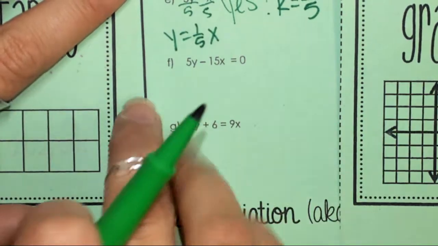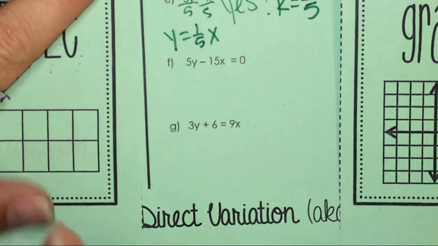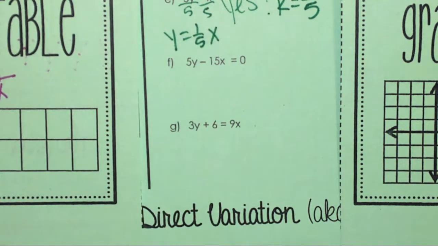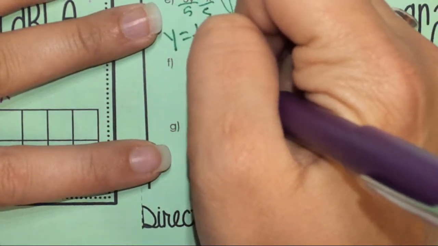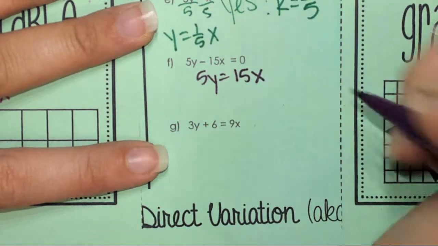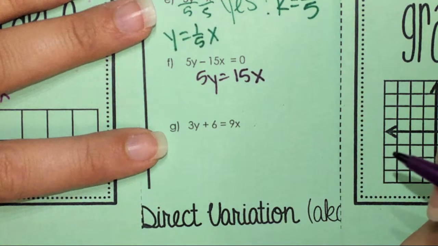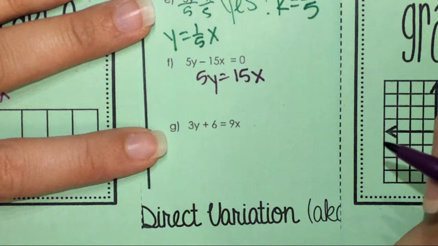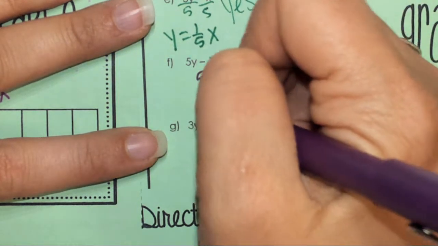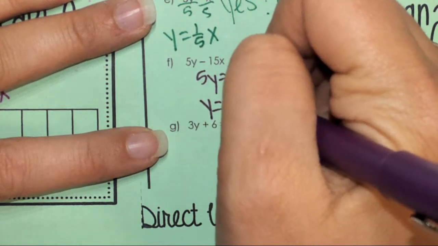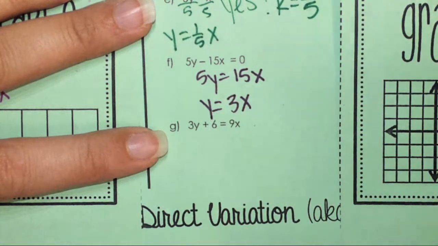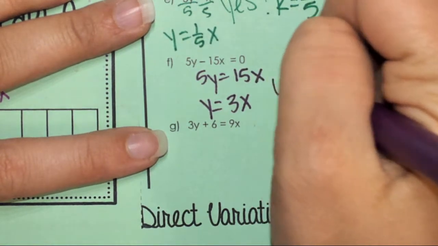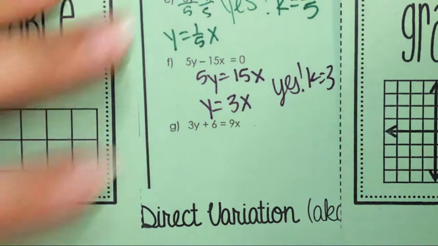So let's look at f. This is a great problem. Let's solve it for y. Now, how would we solve this equation for y? What would we need to do first? Add 15 to both sides. Good. And then what would I need to do? Divide by 5. And what's 15 divided by 5? Now, is y by itself? Do we only have a y and an x? So the answer is yes. And k is 3.